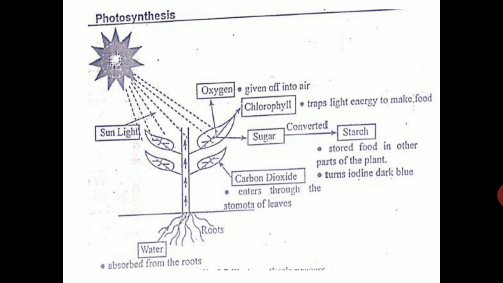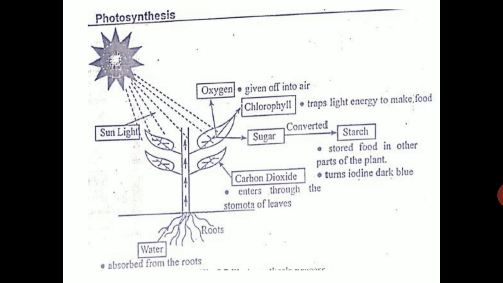So you can see here one plant is shown with the roots, and it takes water through the roots and water flows up through the stem. It takes sunlight during the daytime. Okay, it takes carbon dioxide from the atmosphere, and it produces sugar. It is converted into starch, and oxygen is given off to the air. So this process is done by the leaves mainly because they contain a green element called chlorophyll, which traps the light energy to make food.